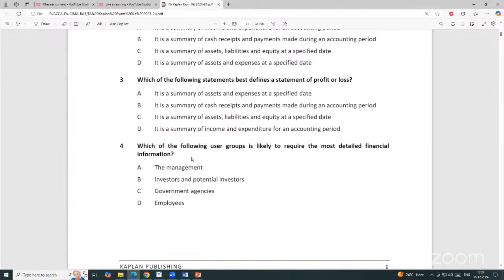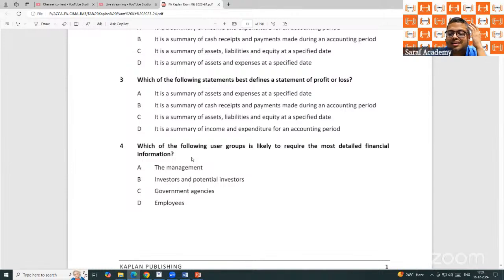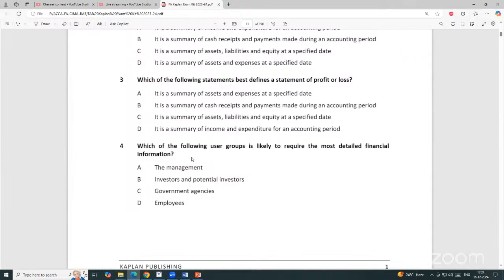Management. Why management, sir? Because they run the company on behalf of its members. Option B, sir. Why B, sir? Because the management requires internal information, and the investors require financial information.